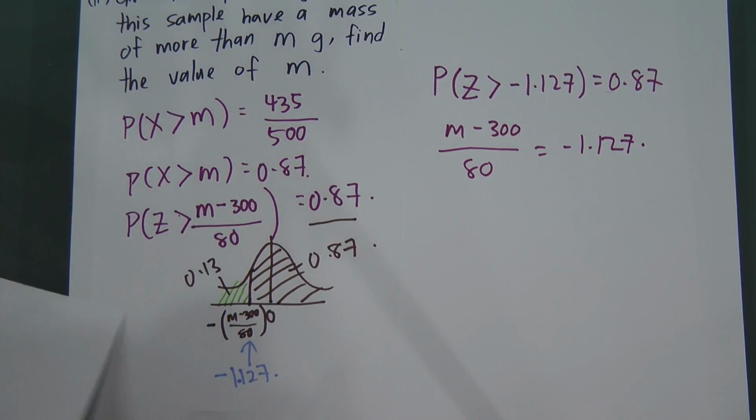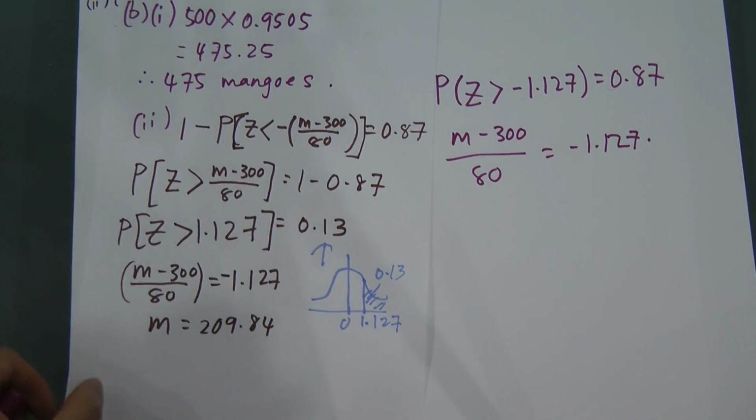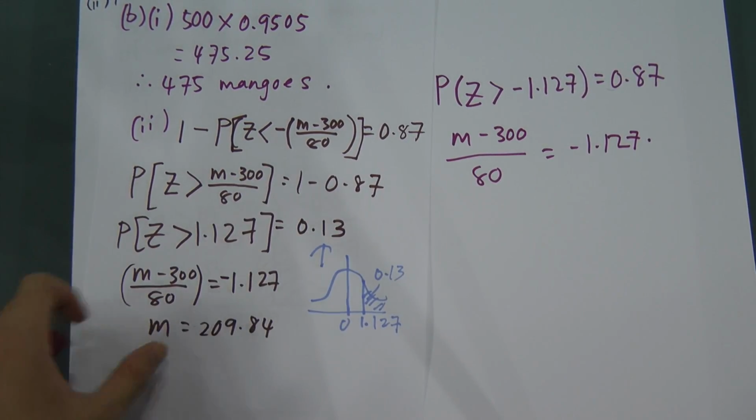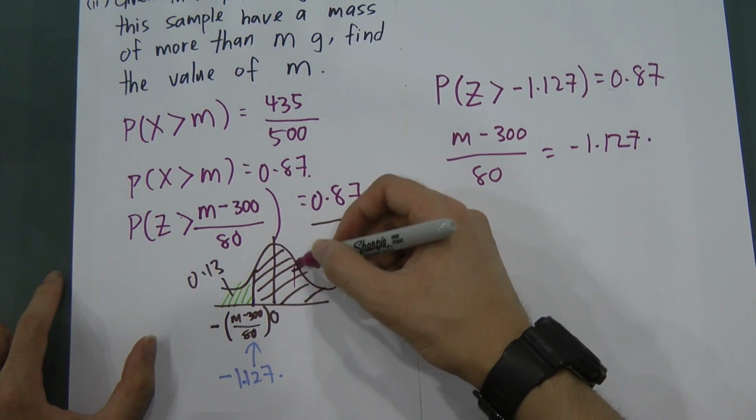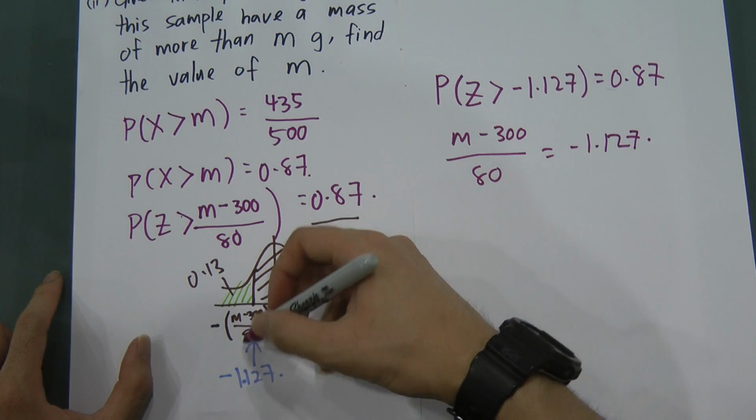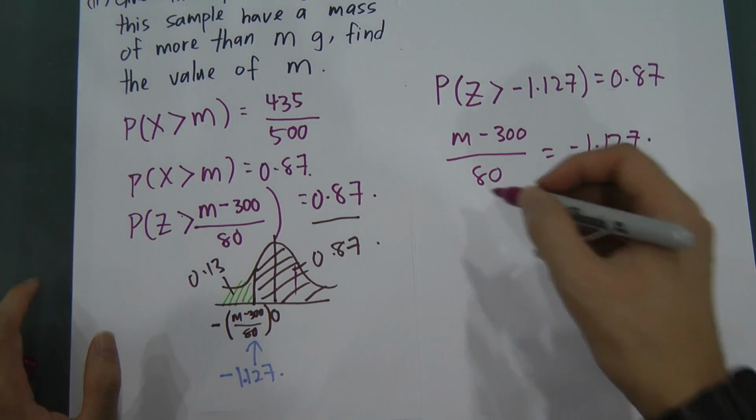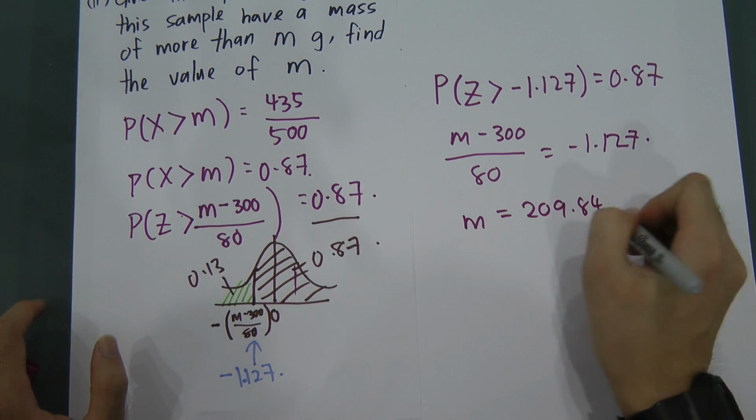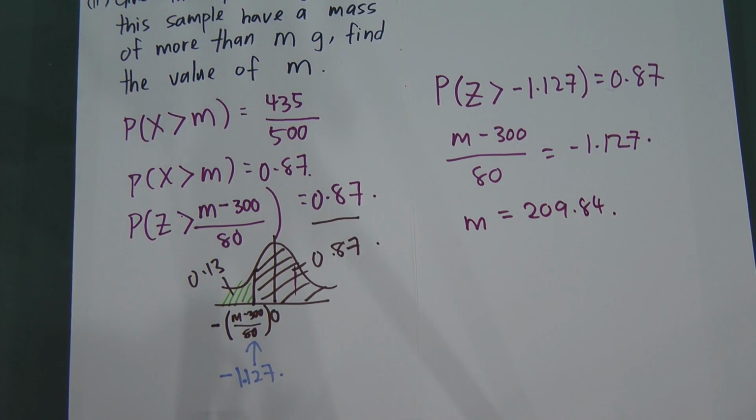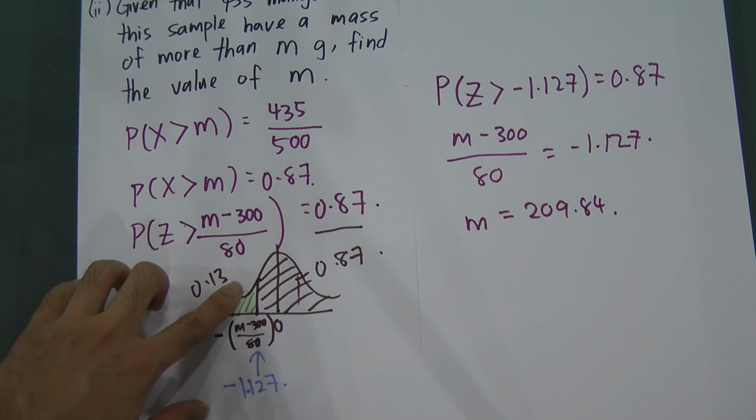All the steps you do here are just to help you find the line here, so you find the line for here only. You have to remember to add a negative for it. Then you solve it, and you get m equal to 209.84. I hope this video can give you some idea how to solve this question. This probability distribution question is not really hard, but you need to understand the diagram very well.